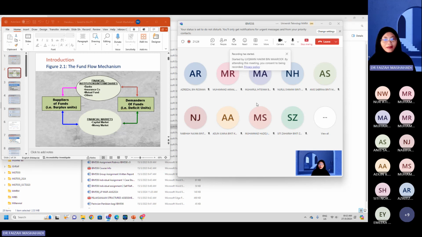How about Adeline? What do you think, Adeline Iliana? Is it possible if, let's say, the deficit unit requires 1 million ringgit Malaysia, and that deficit unit targets a specific supplier of funds or surplus unit to purchase its bond? Is it possible, Adeline? Are you with us?